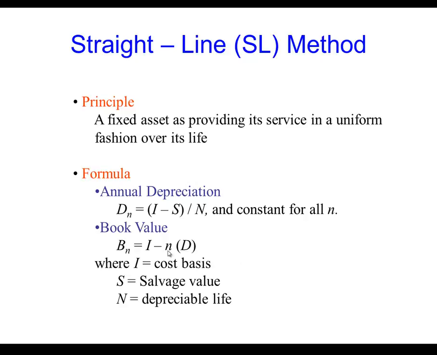Now with small n, that's the year after year changes. So year number 1, year number 2, year number 3. If it's a 5 year period, then N is 5. That's a constant value, 5. It will not change. That's the total life period.